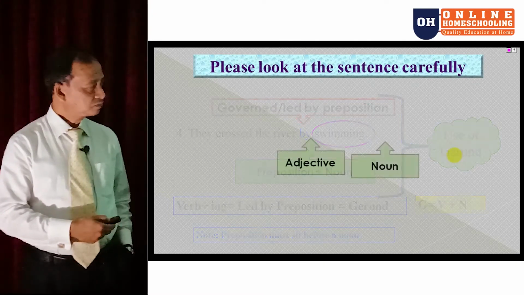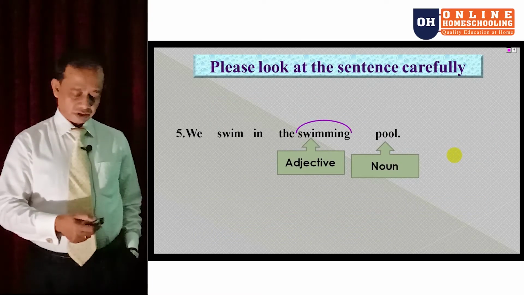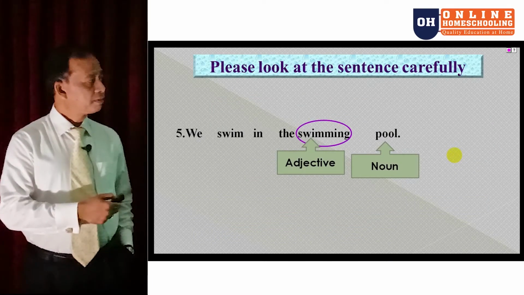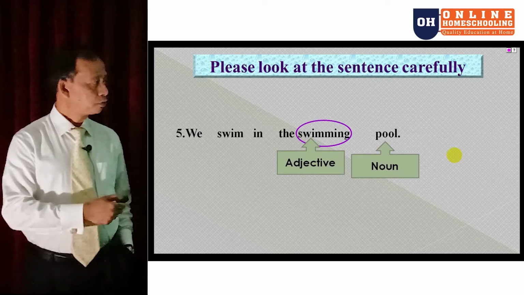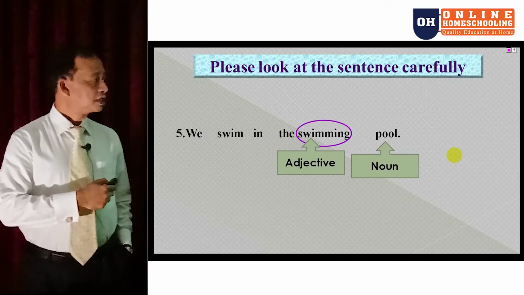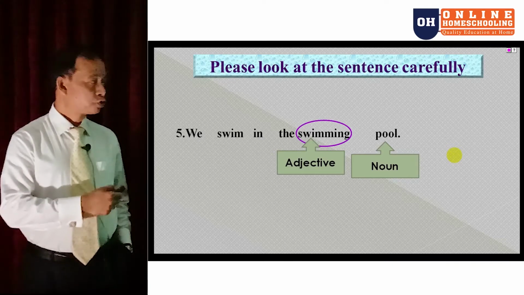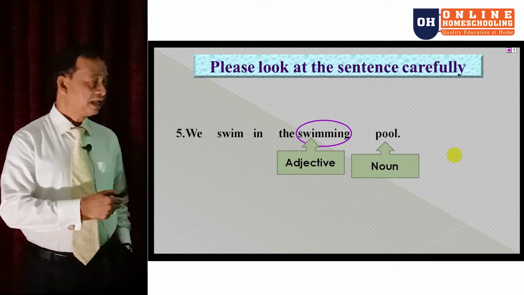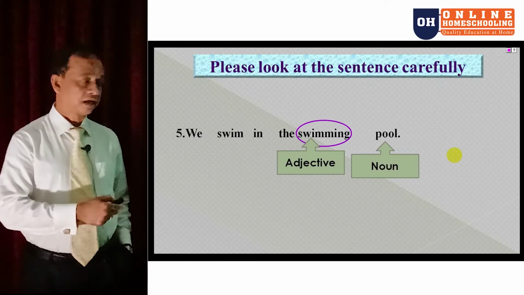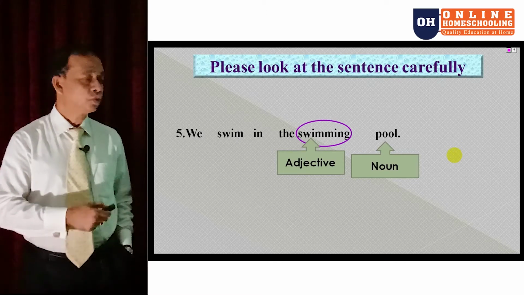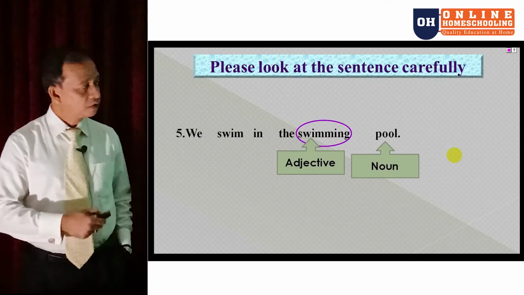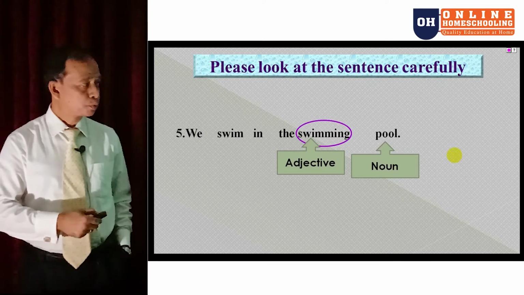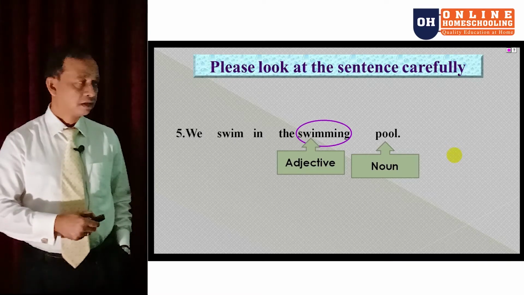Okay, look at this sentence. We swim in the swimming pool. Dear students, we is the subject, swim is the verb, in is the preposition, the is the article. Where do we swim? In the swimming pool. In the swimming pool is the phrase. Look, pool is the head word.